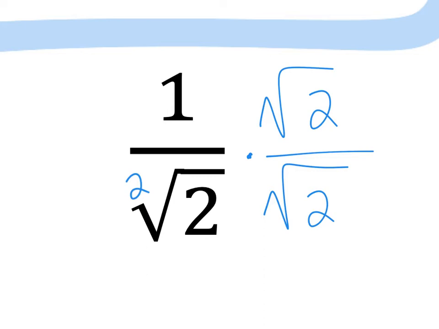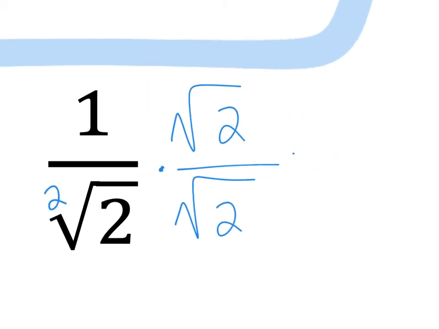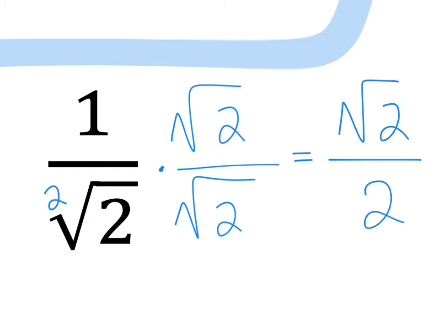Well, you cannot multiply something unless you have the same thing on the top because you can't change this expression. So we're going to multiply top and bottom by square root 2. Okay, next, we're going to multiply across. 1 times square root 2 is square root 2. Square root 2 times square root 2 is what? 2. So that's the answer. That's how you get rid of the denominator radical.